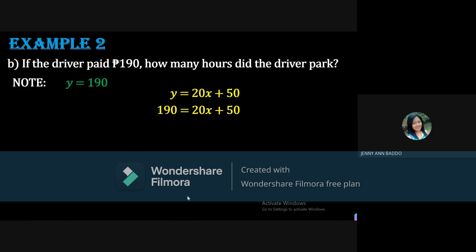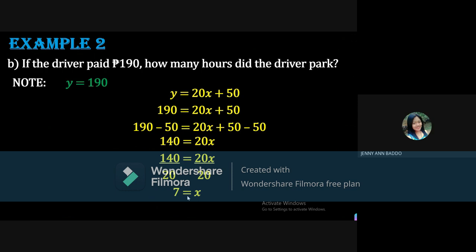Next, since we are looking for the value of x, we have to get rid first of 50. And that is done by subtracting both sides of the equation by 50. So 190 minus 50, that's 140. And 20x plus 50 minus 50 is 20x. Now we have to divide both sides of the equation by 20.